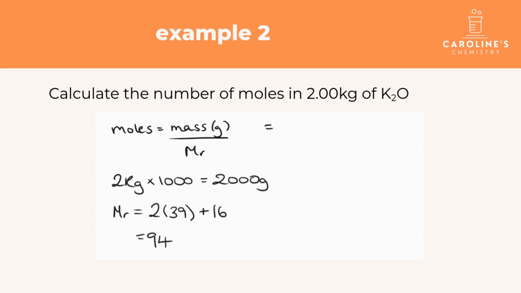Now we're ready to come back up here and put it into the equation. So the 2,000 grams divided by the MR of 94 gives us an overall answer of 21.3 moles with no units because moles is a number.